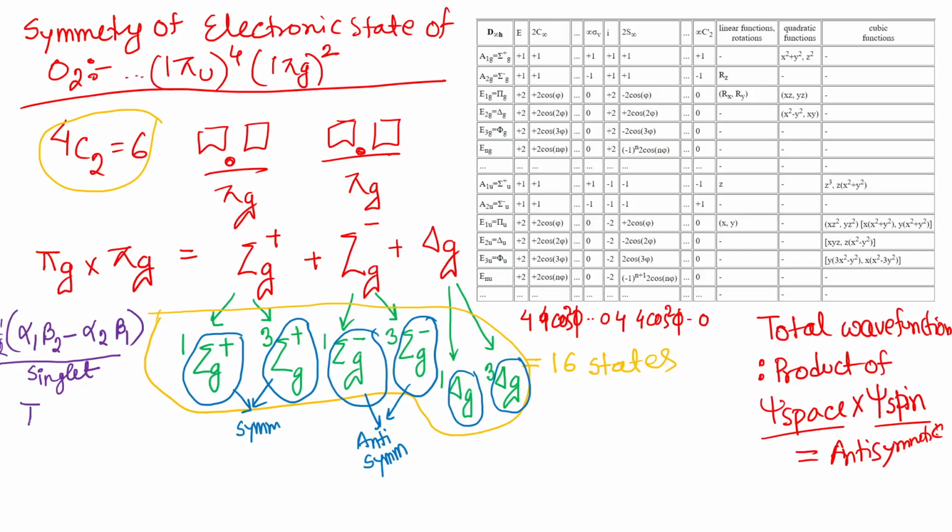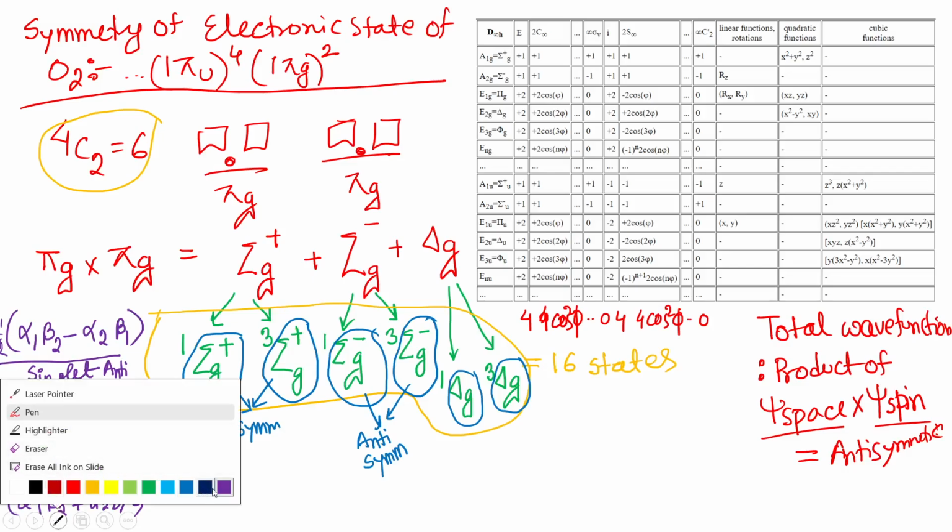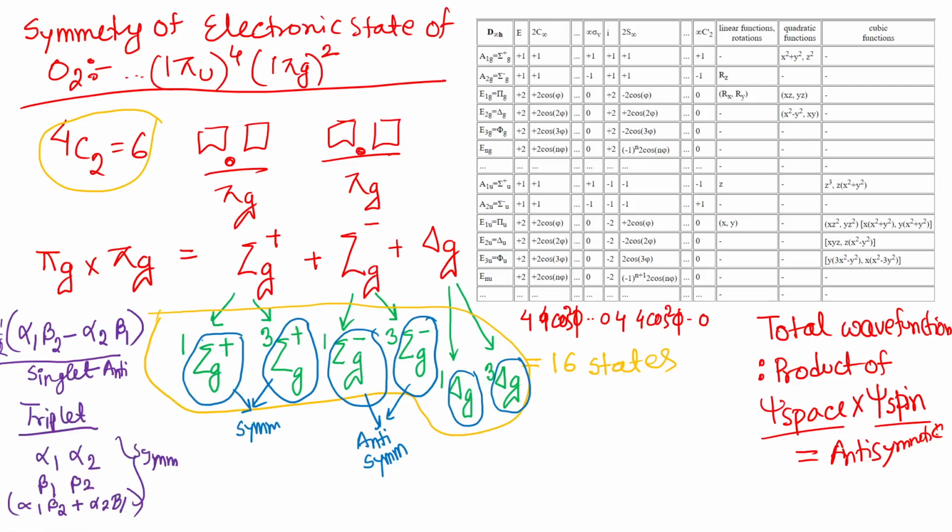And the triplet spin states are alpha 1 alpha 2, beta 1 beta 2, and alpha 1 beta 2 plus alpha 2 beta 1, right? So they are all symmetric spin states, but the singlet is antisymmetric. So if your spatial part is symmetric, then for your total wave function to be antisymmetric, your spin part has to be antisymmetric.